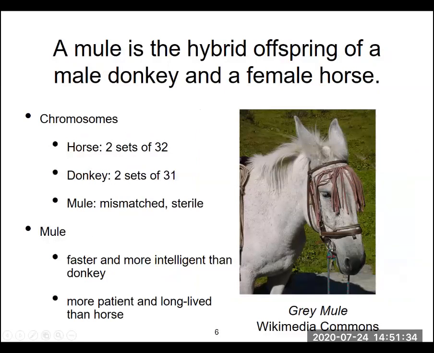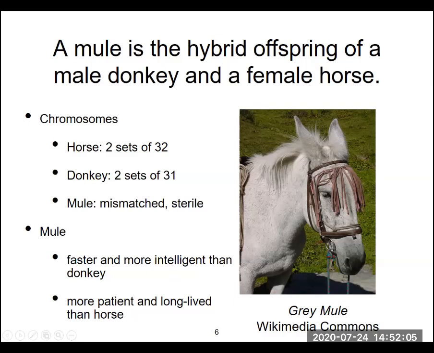Another example of that is a mule. A mule is a hybrid offspring between a male donkey and a female horse. A horse has two sets of 32 chromosomes, a donkey has two sets of 31. So if you breed a male donkey with a female horse, what you end up with is this mismatched set of chromosomes. You've got 32 chromosomes from the horse, 31 chromosomes from the donkey. It's mismatched, so these organisms are going to be sterile.